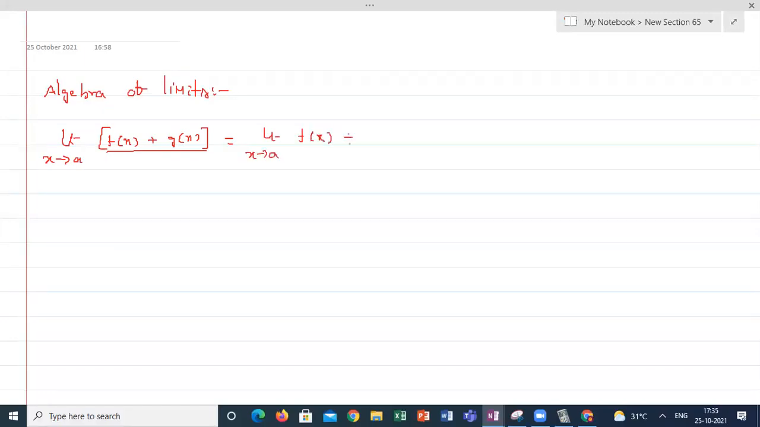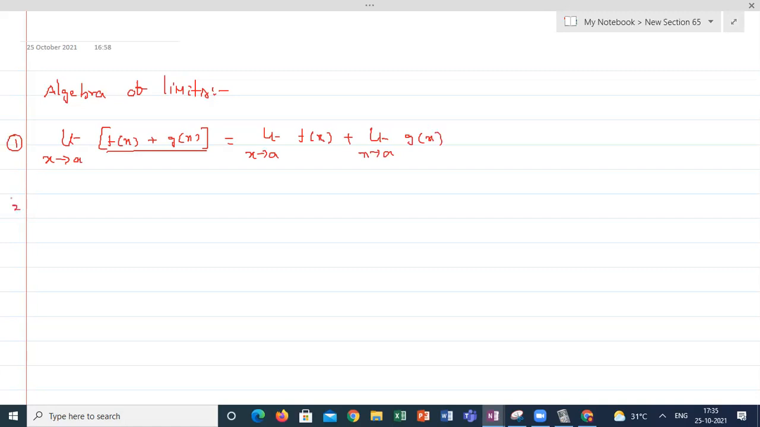Algebra of limits. It's very simple. Algebra of limits means, suppose I'm having 2-3 functions in addition, subtraction or multiplication, I have to calculate limit x tends to a f of x plus g of x. What algebra of limits says, instead of struggling to calculate the limit of both the functions simultaneously, you can calculate the limit x tends to a f of x separately and add the limit x tends to a g of x separately.